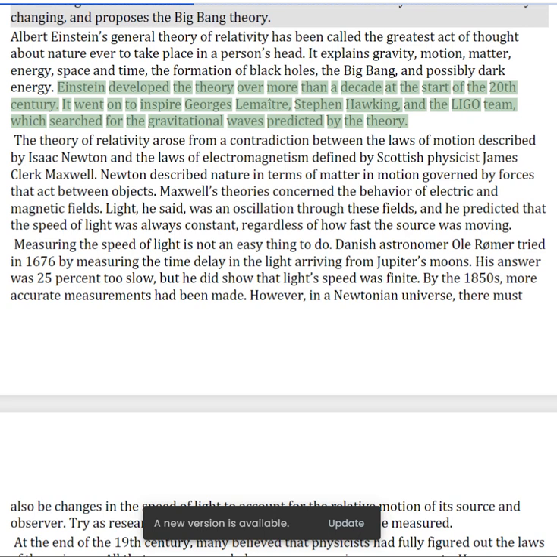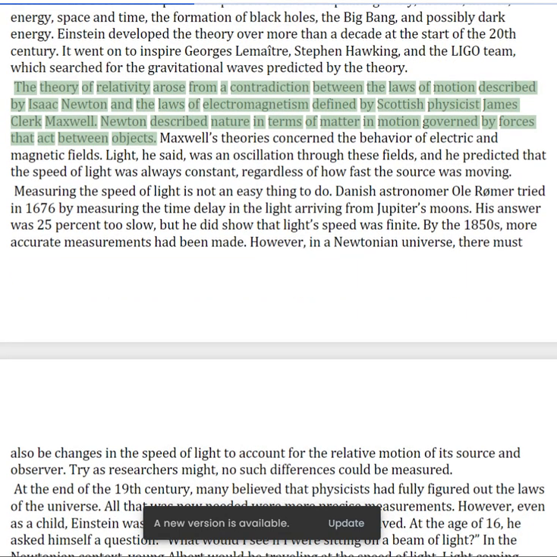It went on to inspire Georges Lemaitre, Stephen Hawking, and the LIGO team, which searched for the gravitational waves predicted by the theory. The theory of relativity arose from a contradiction between the laws of motion described by Isaac Newton and the laws of electromagnetism defined by Scottish physicist James Clerk Maxwell.